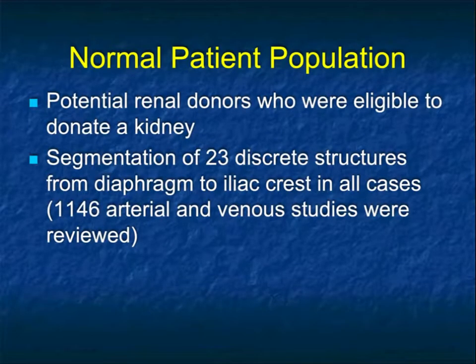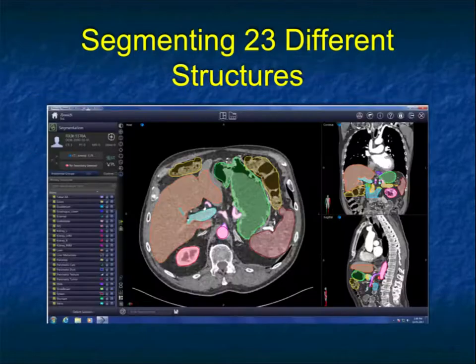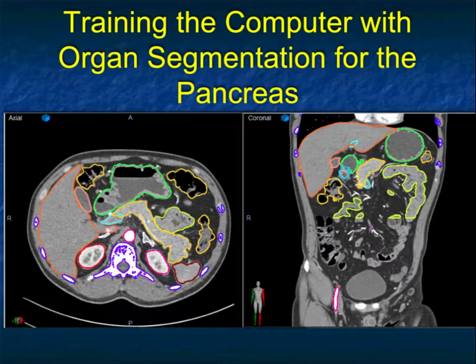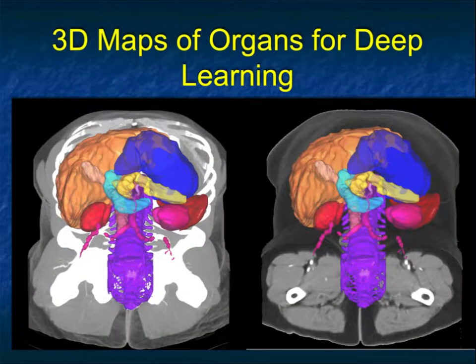What we first did, we looked at normal patients, normal renal donors, to see if we could teach the computer to recognize individual structures: liver, spleen, bowel, and particularly pancreas. So we segmented everything in arterial and venous display. Here's a typical example, 3 to 4 hours a case, teaching the computer everything you wanted to know about the body and drawing it. We had 4 or 5 different people, depending, who drew and labeled the images, and then one of 3 of us checked it. So lots of work went into that.